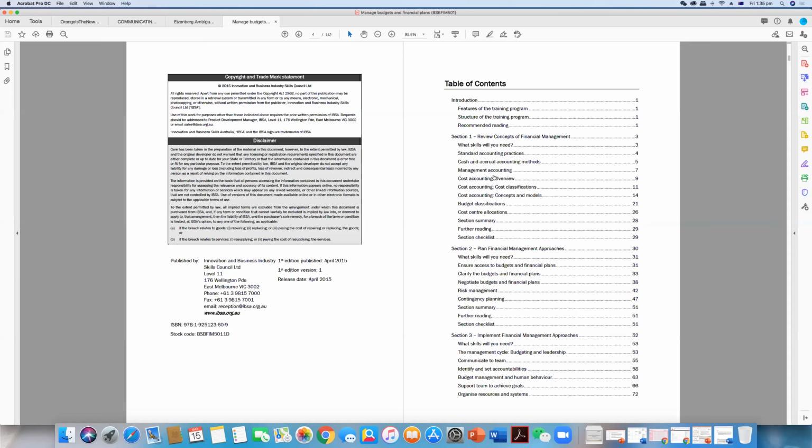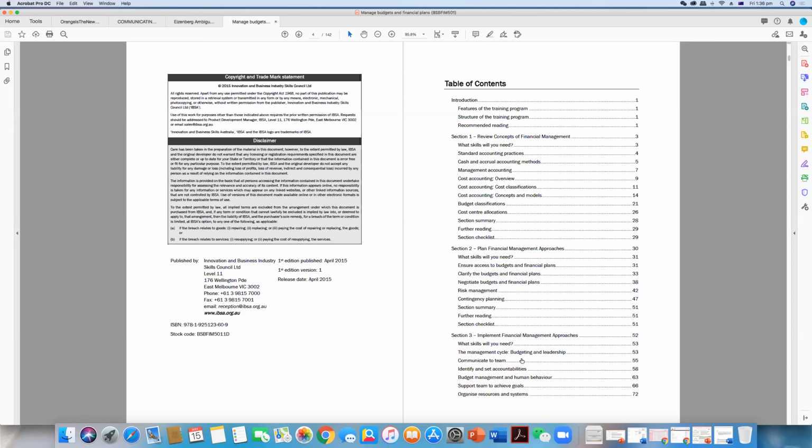For next week, for the last few concepts, I will explain in the next few pages. Section two, next week, we will start applying financial management approaches, which include ensure access to budget and financial plans, clarify budget and financial plans, negotiate budget and financial plans, and risk management. When something bad happens, how can we prevent it? So it's called risk management. If it is a crisis, then it has already happened, so we call it crisis management. And contingency planning: do you have any backup plan? That's called contingency planning.